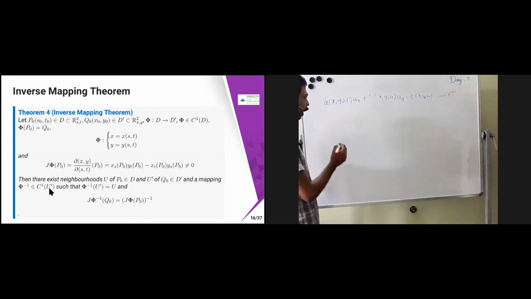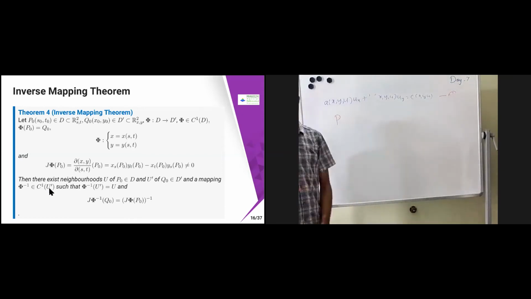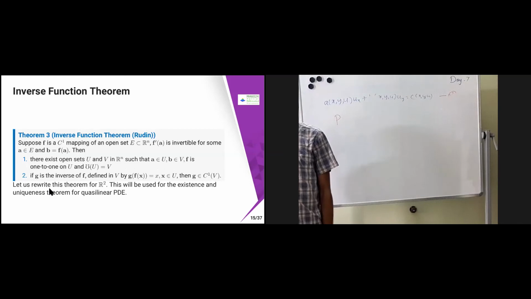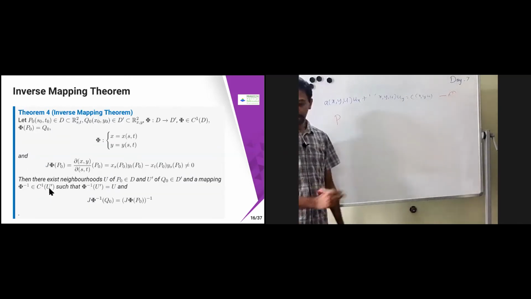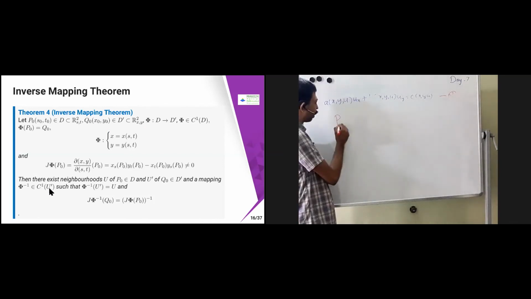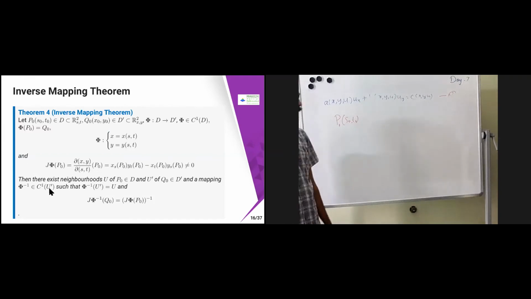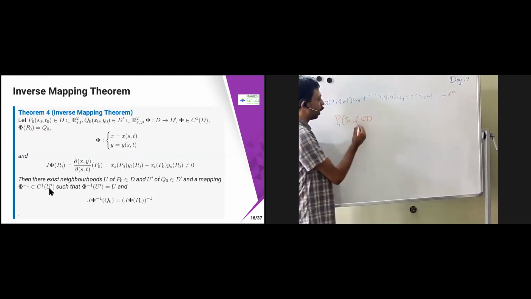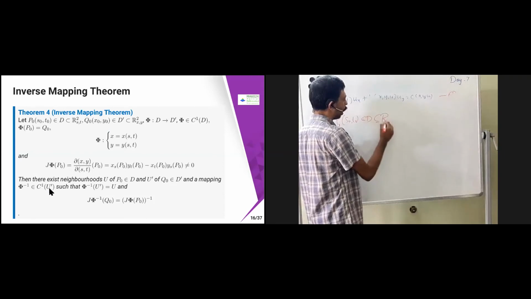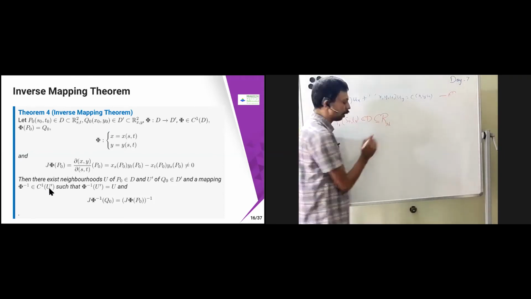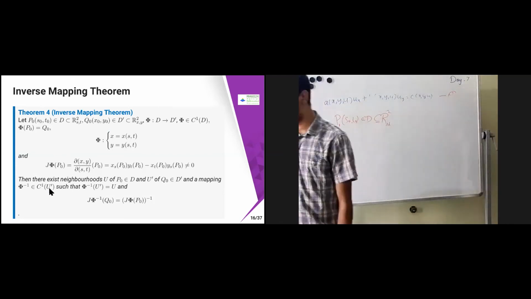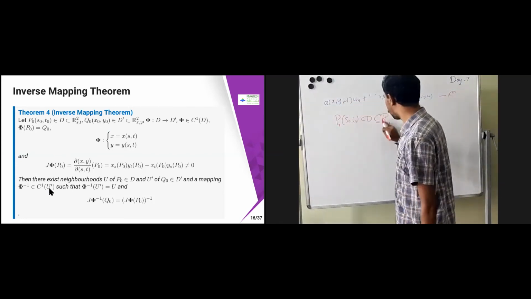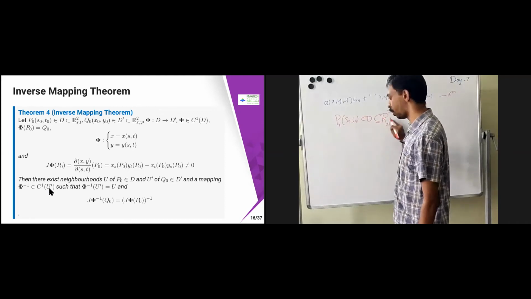So I take a point A. A belongs to E. In a similar way, here I am taking P naught, which is S naught comma P naught, and it belongs to B, which is a subset of R square. Here I am going to denote the variables as S comma T.